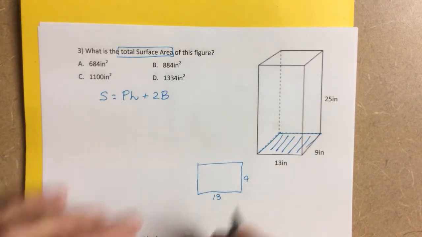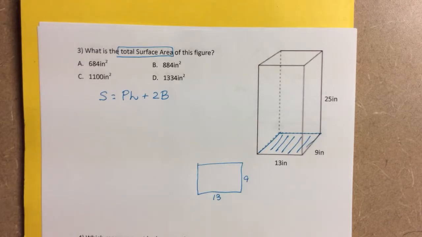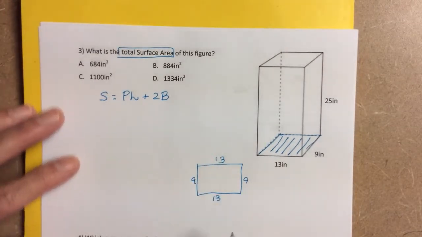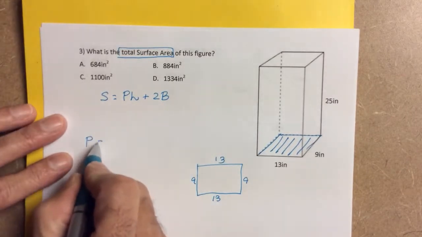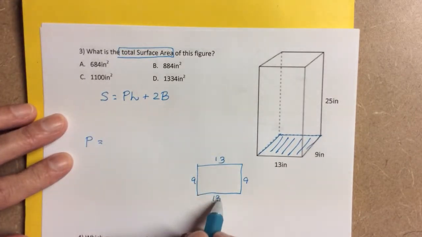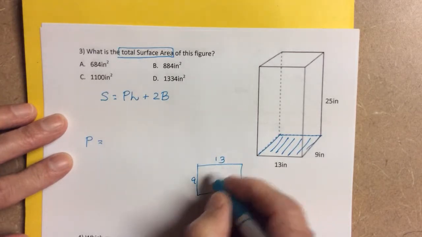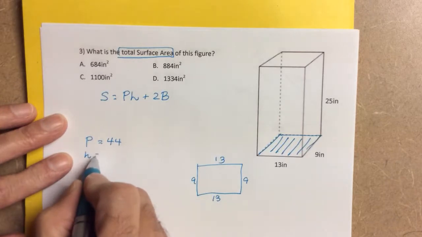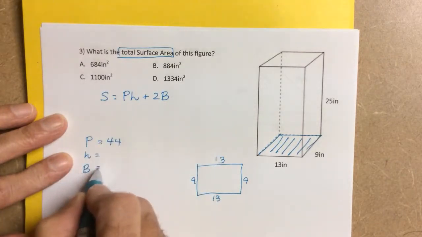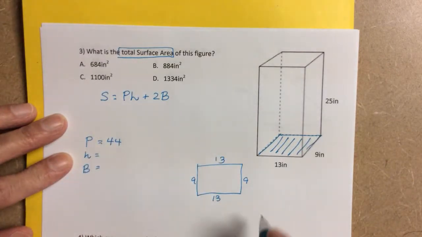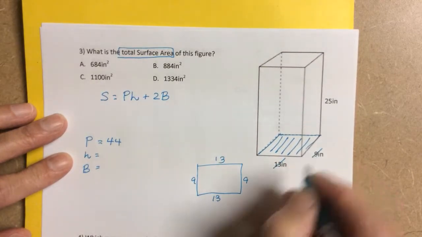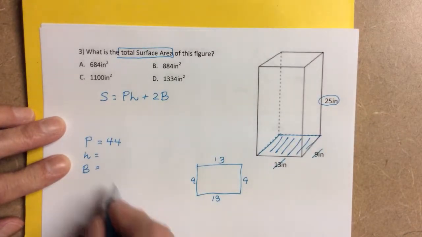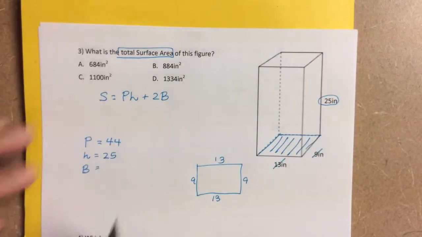Now I'm going to draw the base, 13 and 9. To make sure you don't make a mistake, write all 4 sides, because the perimeter is measuring all the way around. So 13 plus 13 plus 9 plus 9. See, I get 44. I need H and I need capital B. H is the height of the entire prism. I've already used 13 and 9 as part of the base, so the number that's remaining will be the height. That works every time. 25.